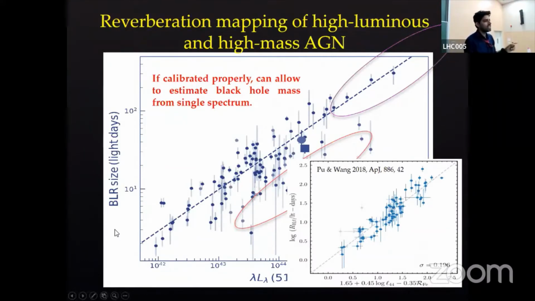So one is NGC 4395, which is a dwarf galaxy hosting an AGN. So they have a very low mass black hole, 10 to the power 5 or something like that. So people do monitoring of that object. So this 4395, it fits into this relation, right?